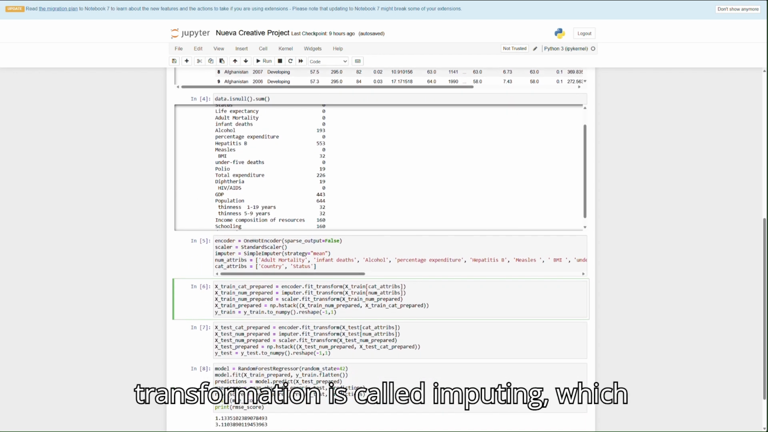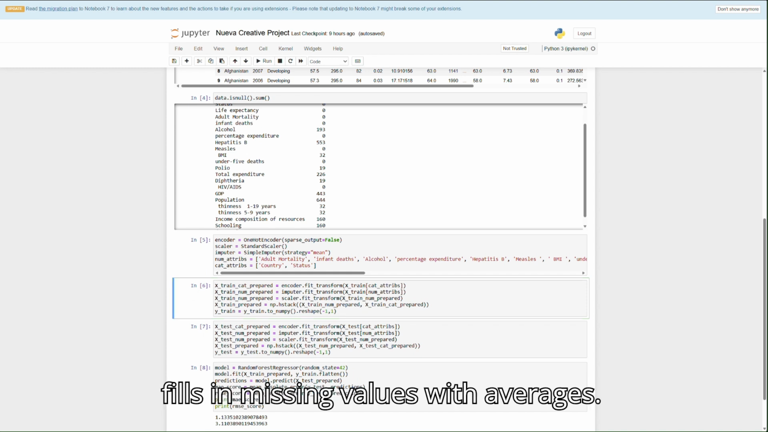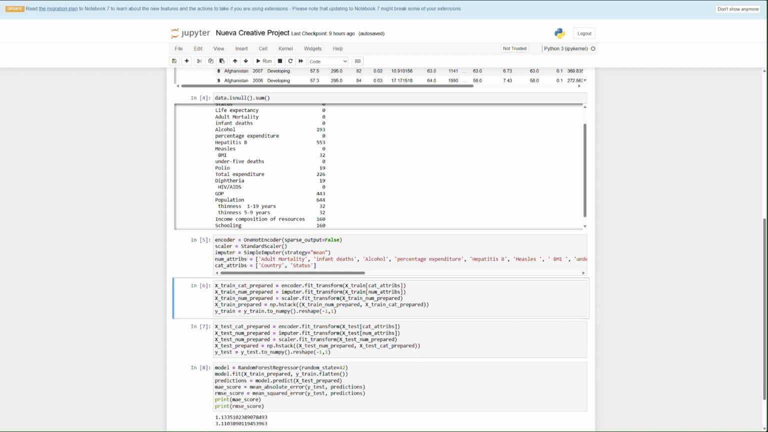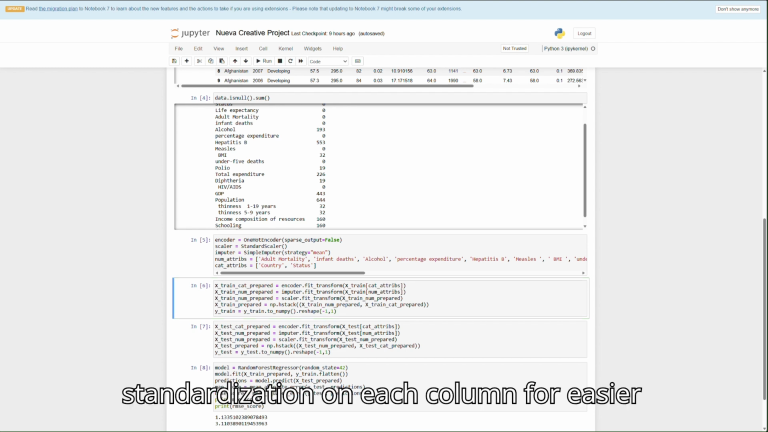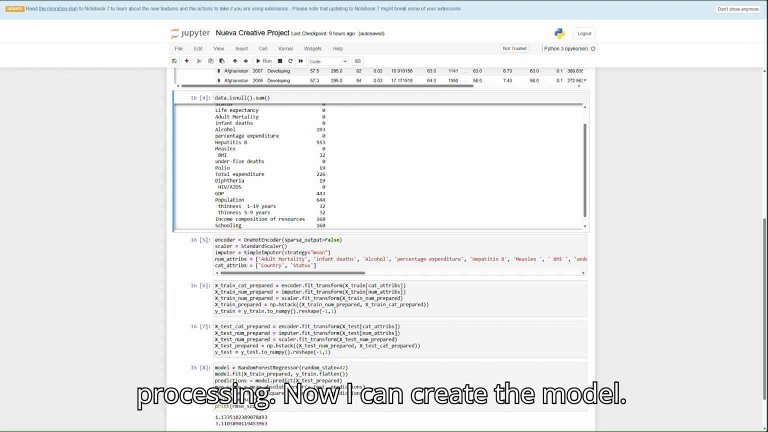Second transformation is called imputing, which fills in missing values with averages. The third transformation is called standard scaling, which performs standardization on each column for easier processing. Now I can create the model.